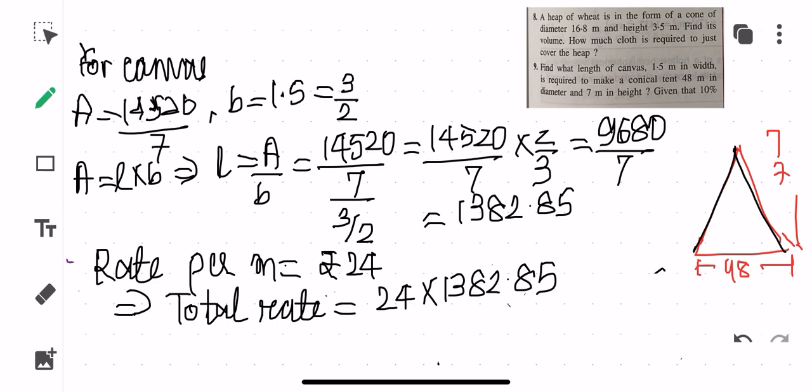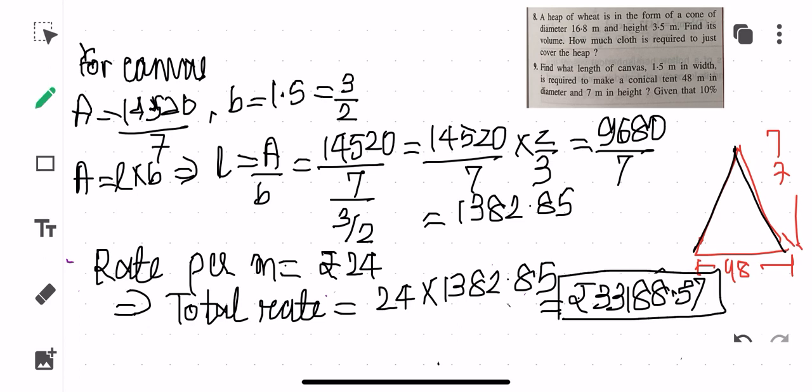Don't get panicky about the answers that you are getting, children, because ultimately that is going to be the same. Here we are getting 33,188.57. So this is equal to rupees 33,188.57. This is the answer that you are getting. This is the way you have to do this sum, and don't worry about the difference that you are getting, children. You can just try using pi once, because this method is definitely correct.